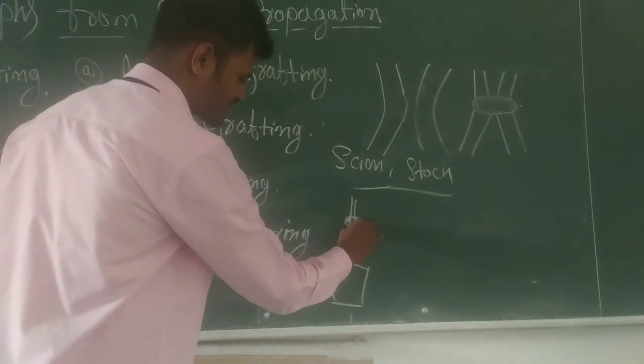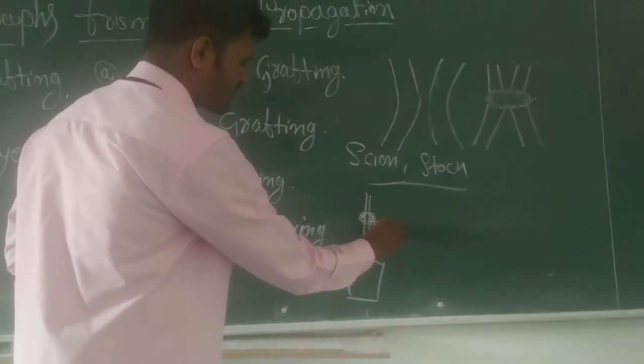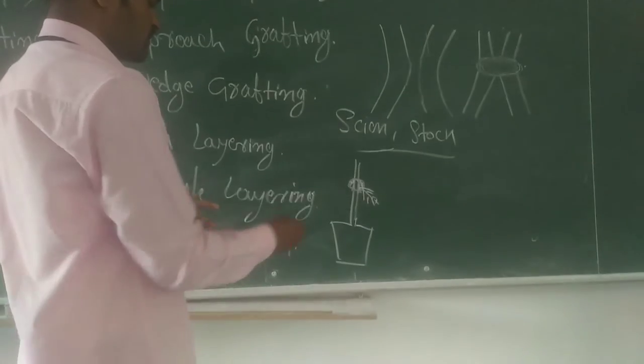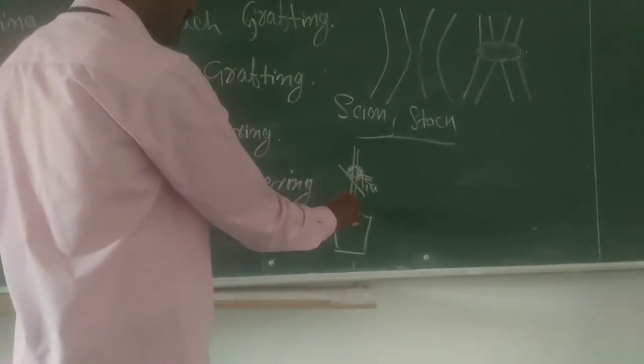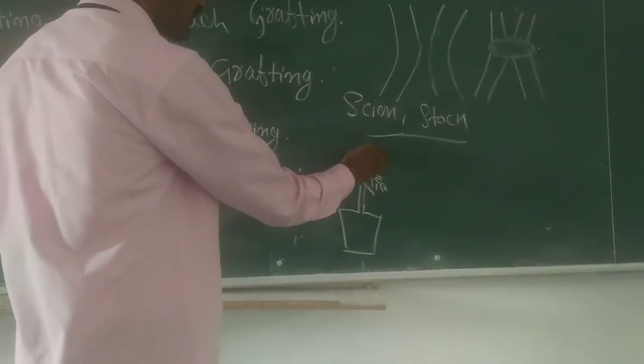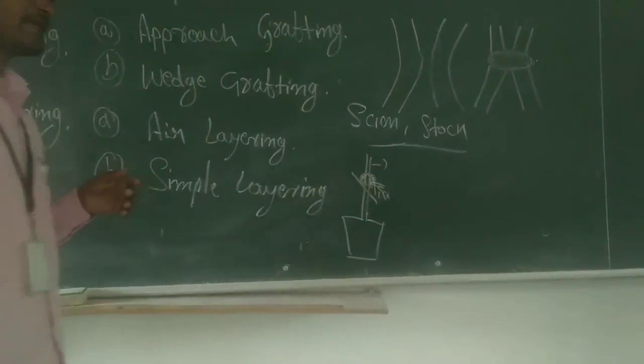at this spot it releases small adventitious roots. These roots are developed, and after their development, it is cut and develops into an individual. This is the air layering method.